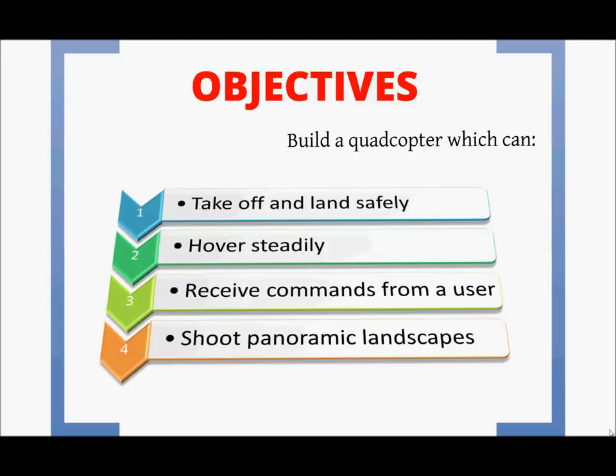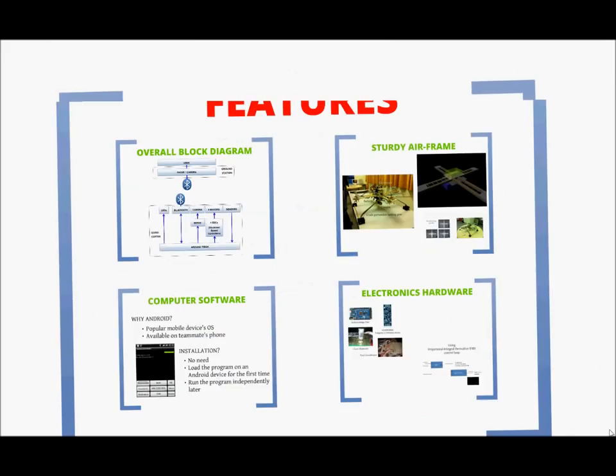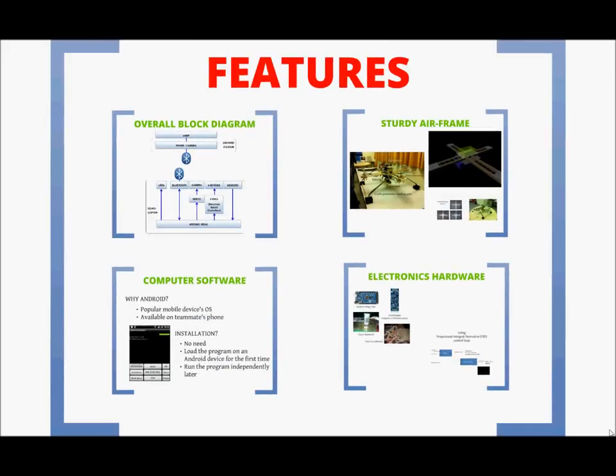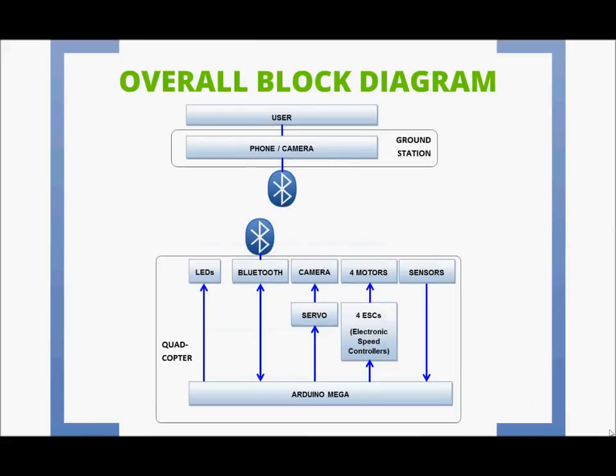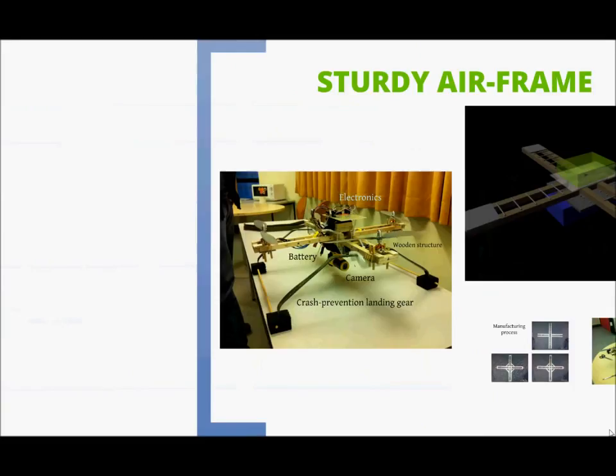So based on these objectives, we designed our quadcopter with four features. First of all, the overall block diagram. On top, you can see the ground station, which is controlled by a phone, and using Bluetooth as a link to the quadcopter, we can easily approach the quadcopter electronics hardware.